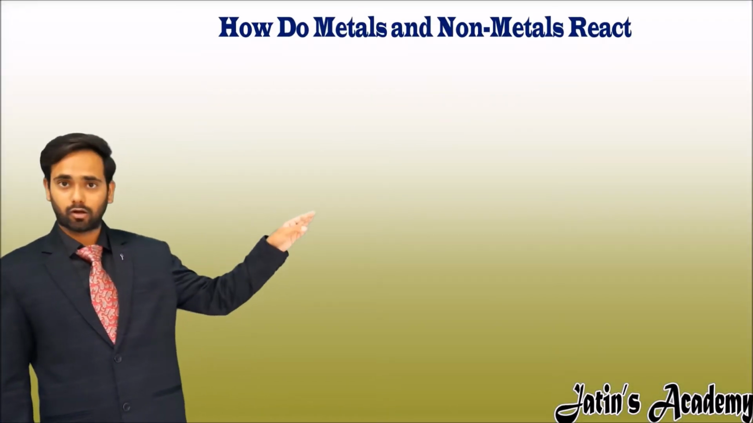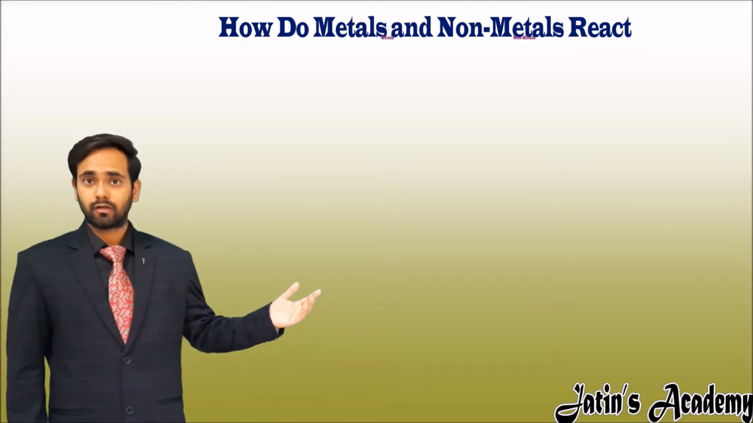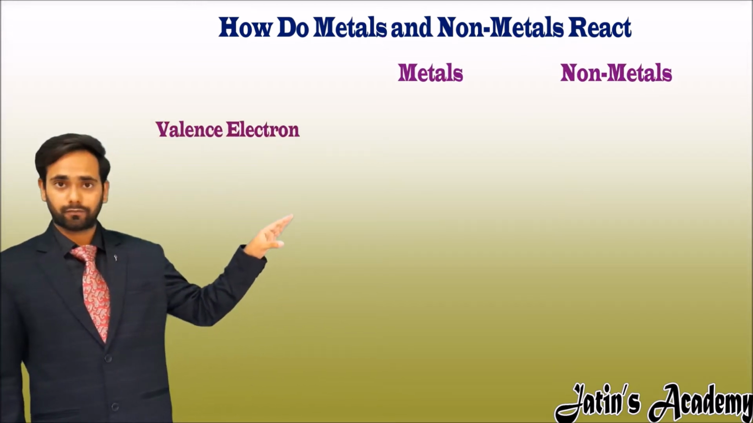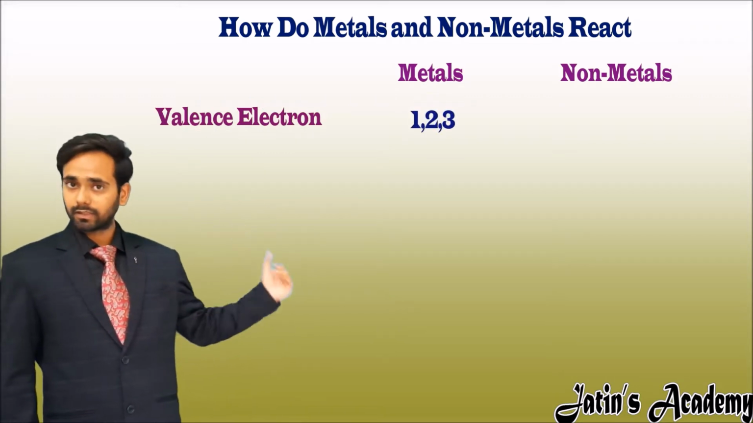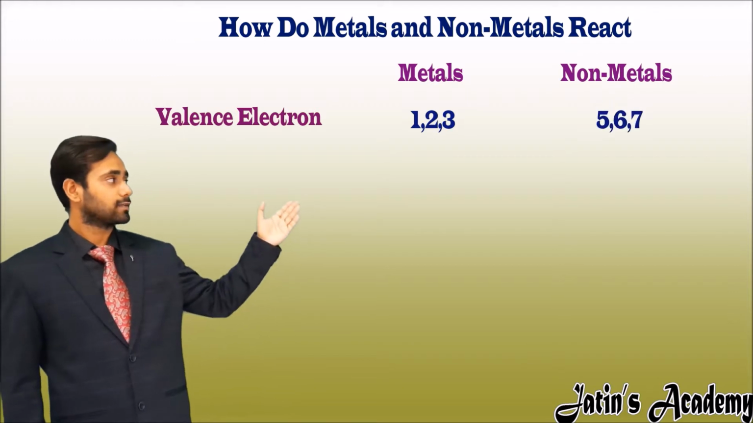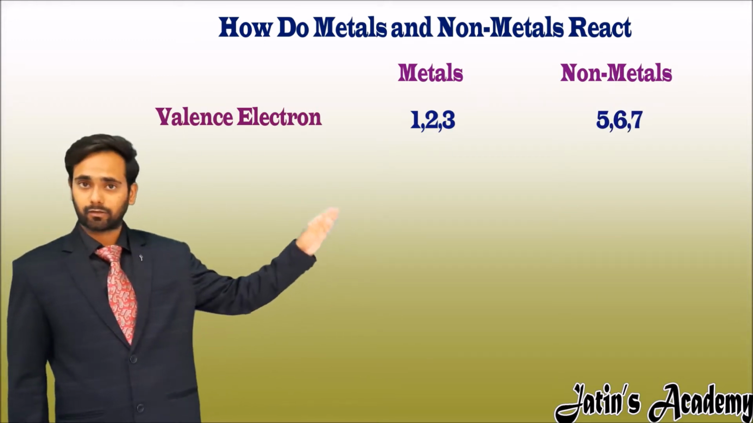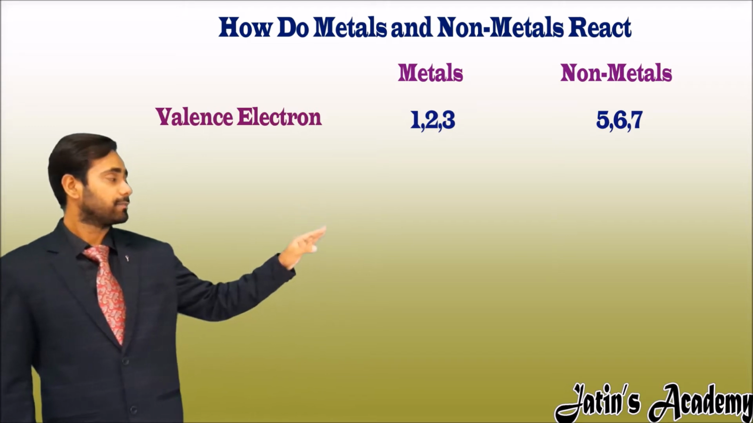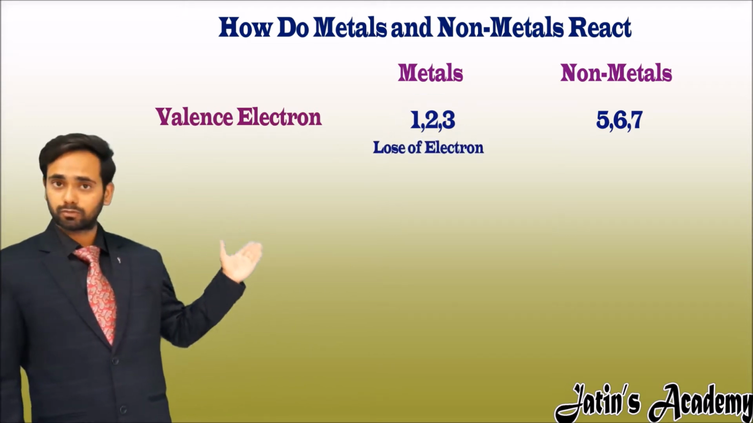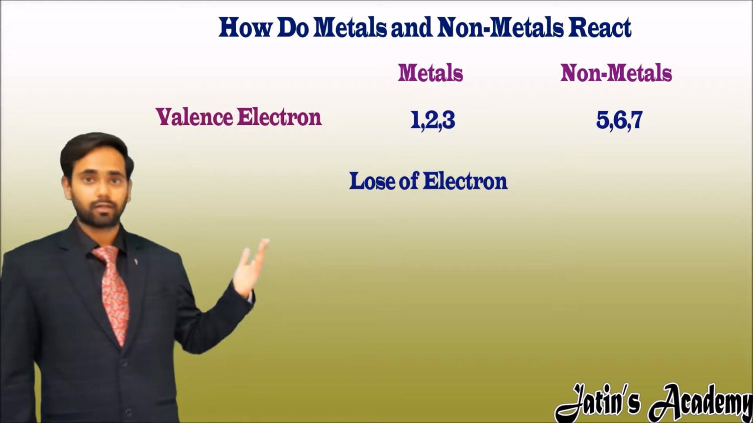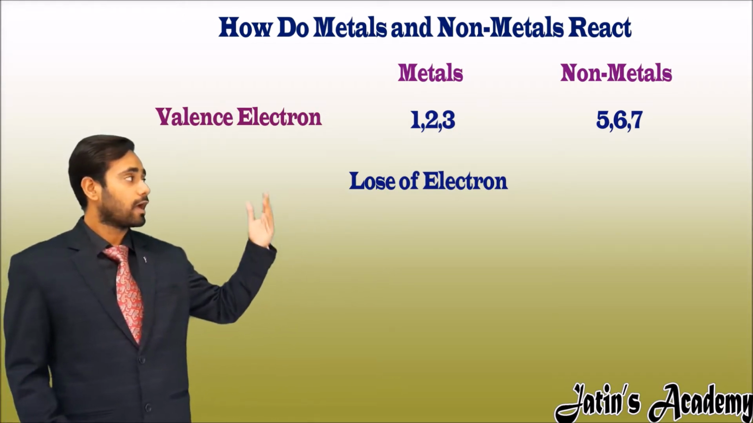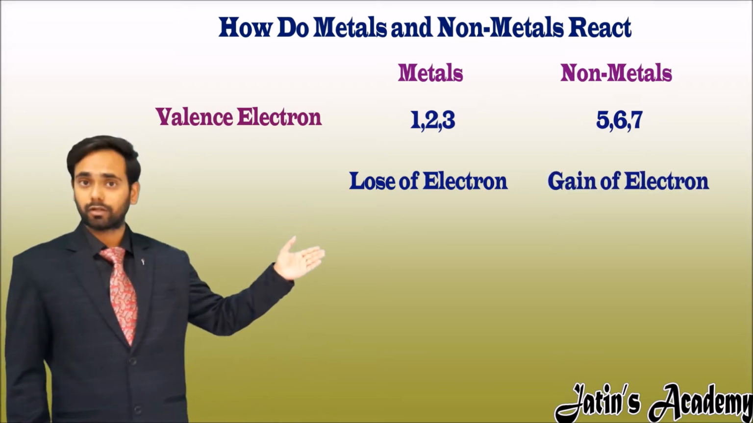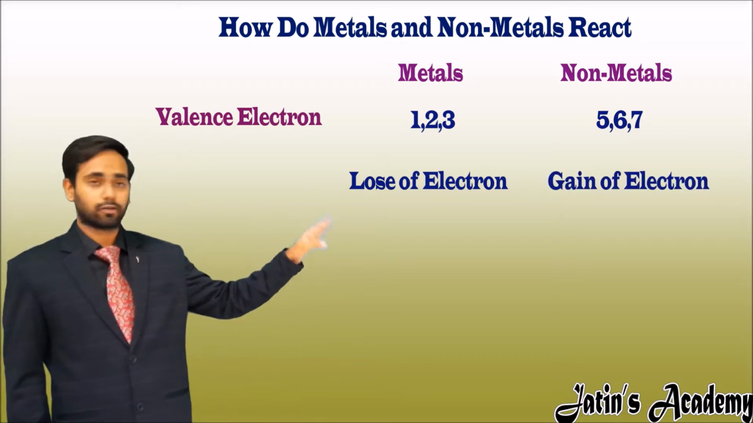Now let's see the new topic, how metals and non-metals react with each other. From the valency point of view, metals have 1, 2 or 3 valence electrons in their outermost shell, and non-metals have 5, 6, 7 electrons in their outermost shell. It means metals have to lose electrons in order to complete their octet or duplet. On the other side, non-metals have to gain the same electrons in order to complete their octet or duplet.